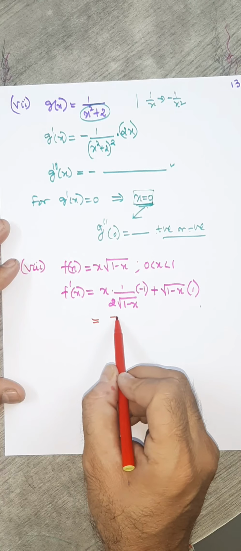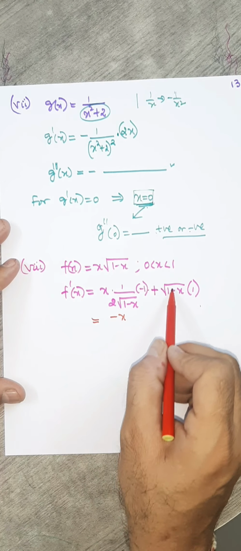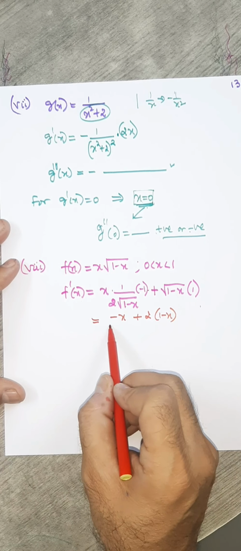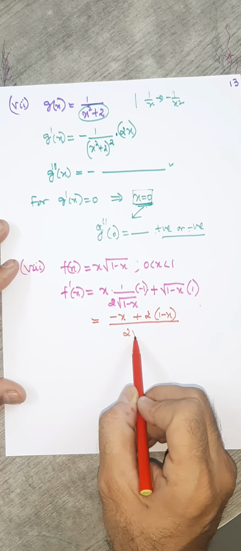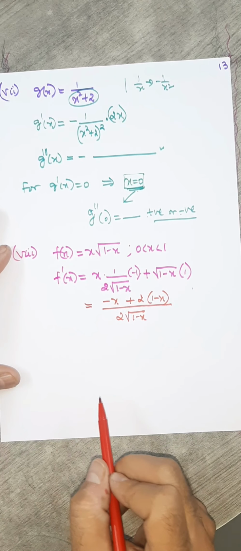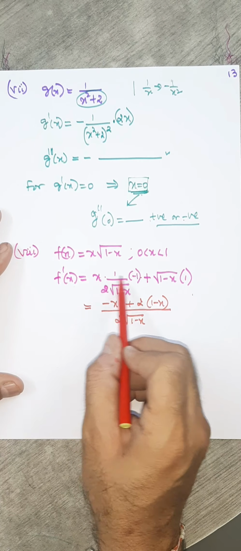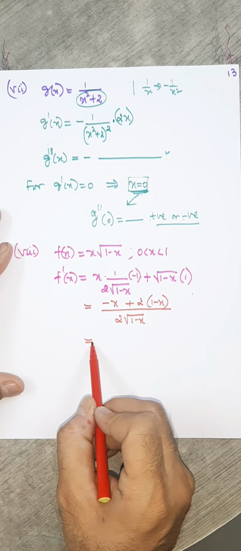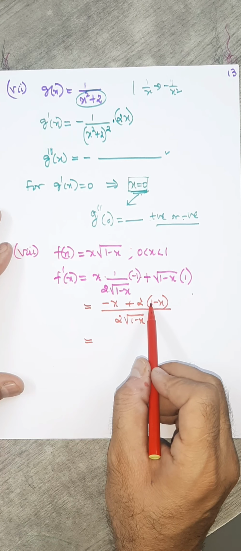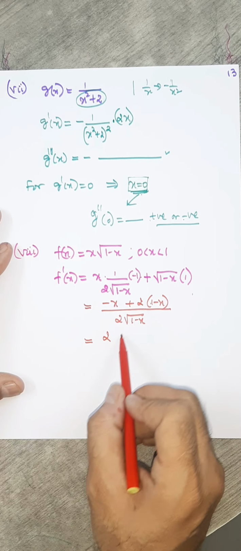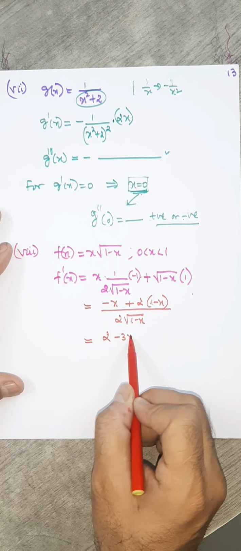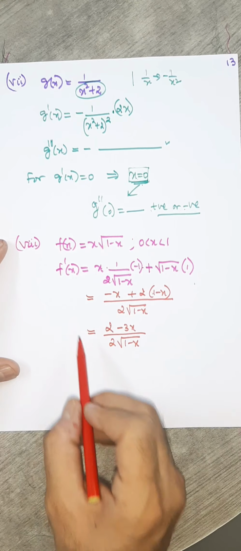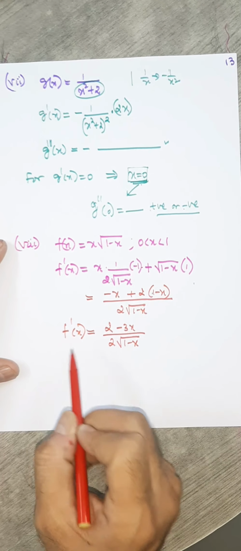Now we'll just simplify. This is minus x, and I'll take the LCM here, so the root will get cancelled: 2 into 1 minus x upon 2 into root 1 minus x. What I did, simply LCM: minus x as it is, and taking the root over here, so 2 into 1 minus x. So minus x plus 2 minus 2x, what we'll get from this? Minus 3x plus 2 upon 2 into root 1 minus x. This is f dash x.